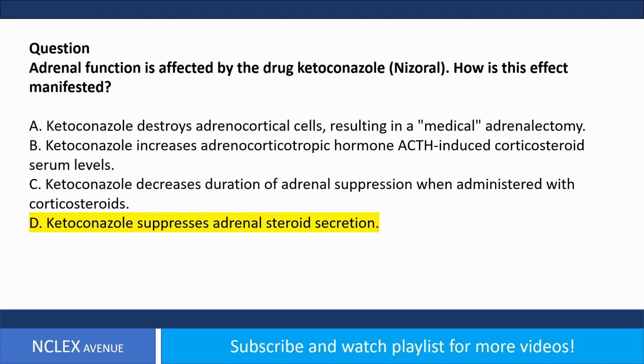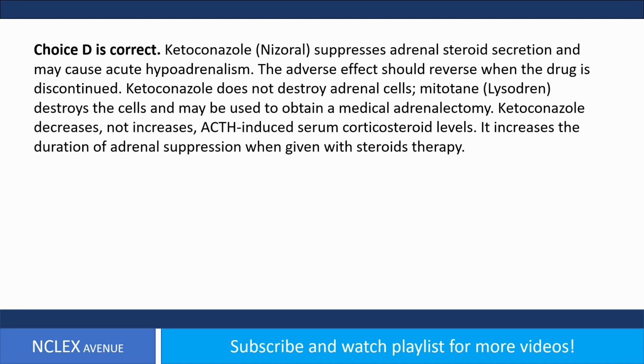Answer. Choice D is correct. Explanation. Ketoconazole, Nizoral, suppresses adrenal steroid secretion and may cause acute hypoadrenalism. The adverse effect should reverse when the drug is discontinued. Ketoconazole does not destroy adrenal cells. Mitotane, Lysodren, destroys the cells and may be used to obtain a medical adrenalectomy. Ketoconazole decreases, not increases, ACTH-induced serum corticosteroid levels. It increases the duration of adrenal suppression when given with steroid therapy.